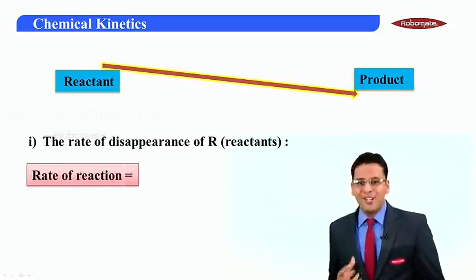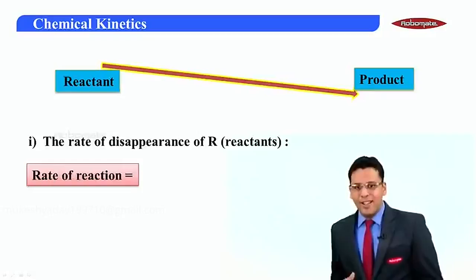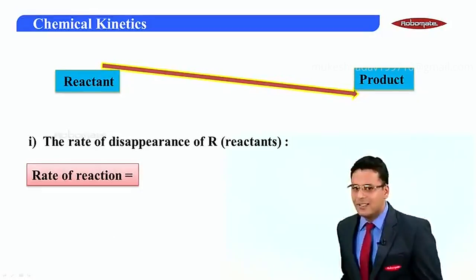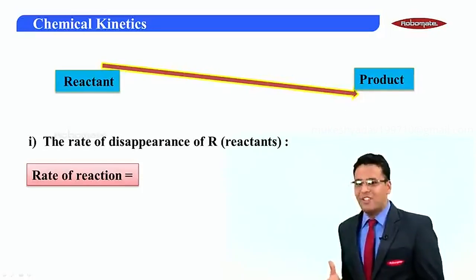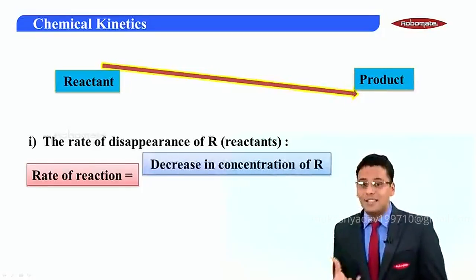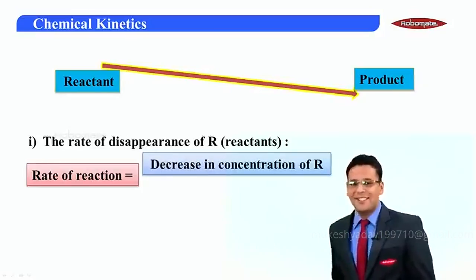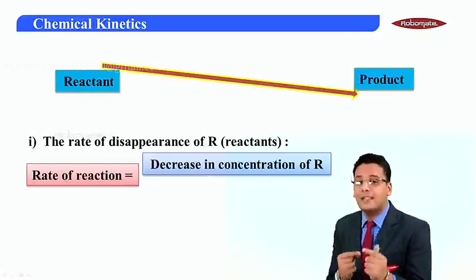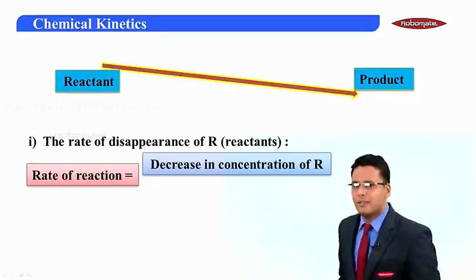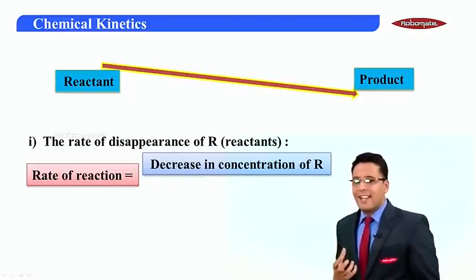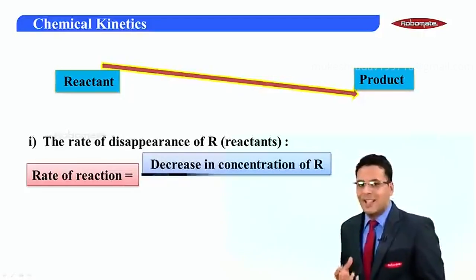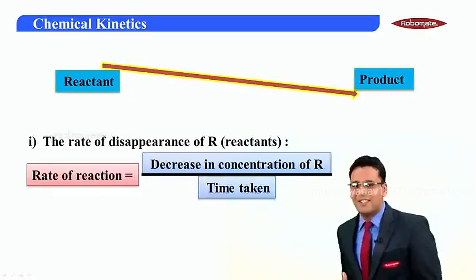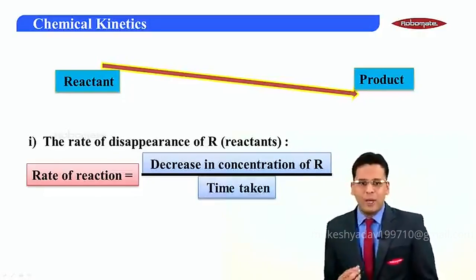So this rate of reaction, as we know, is change in concentration with respect to time taken. Now this change in concentration is nothing but decrease in the concentration of reactants. Because as I told you, the rate of disappearance of reactants itself is the rate of reaction. So this decrease in concentration of reactants upon time taken becomes your rate of reaction. Simple as that. I mean, come on, think about it.